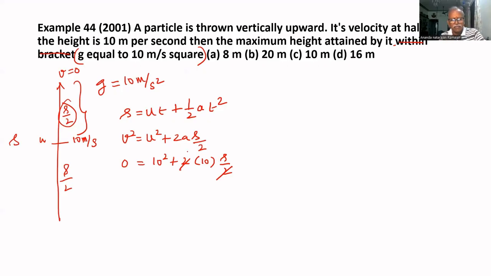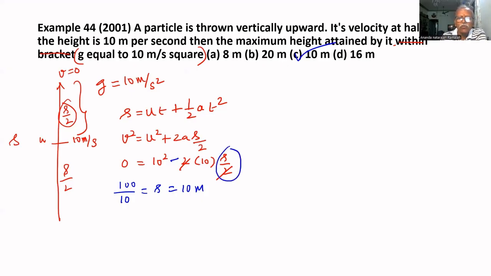That's why minus sign, because deceleration. Going upward, that's why minus sign. Therefore, 100 divided by 10 equal to s. That is equal to 10 meter. C is the answer. Therefore, C is the answer.